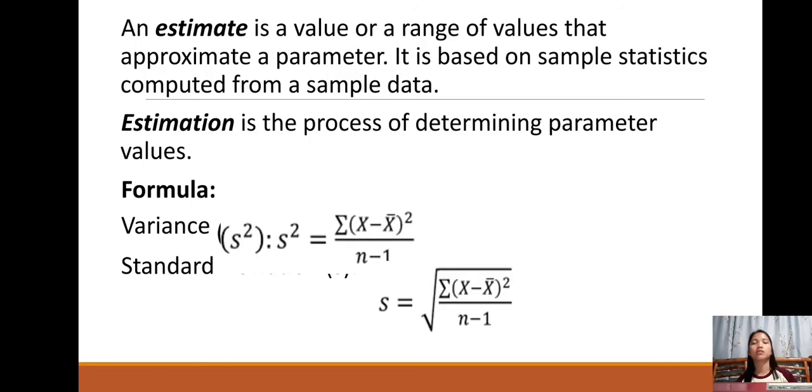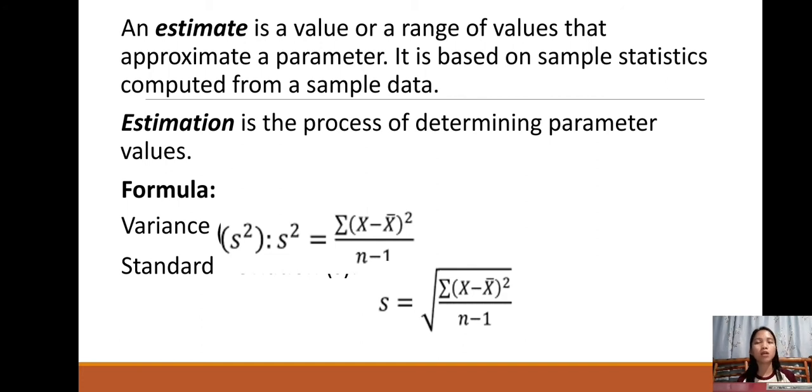So I want you to follow. An estimate is a value or range of values that approximate a parameter. That is the meaning of an estimate. Now, what is a point estimate? A point estimate is a part of an estimate, since an estimate is a range and a point is only one. So a point estimate is a single value that approximates a parameter. And the process of determining the parameter values is what we call estimation.